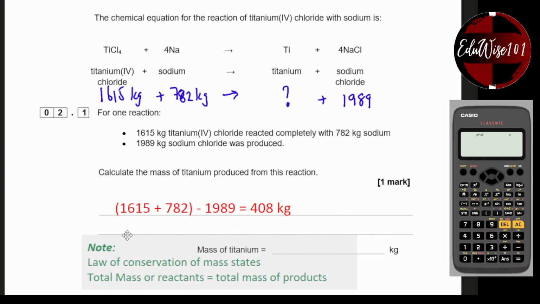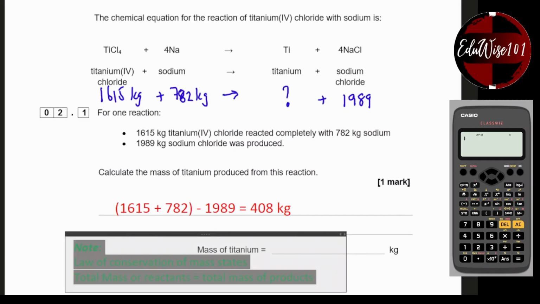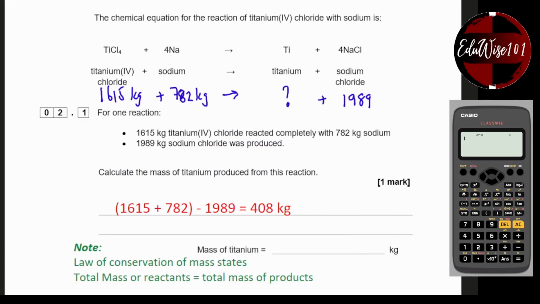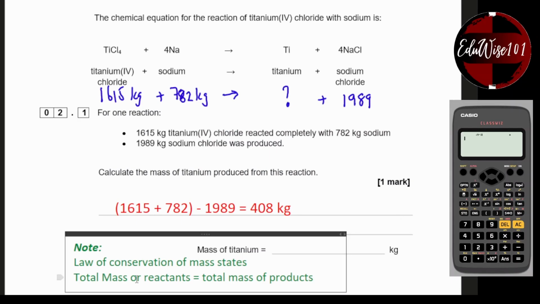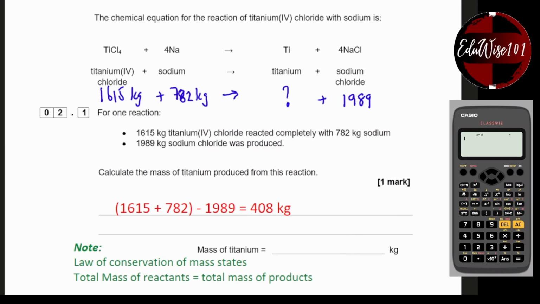As a note, you might want to write this down. This is the underpinning knowledge that you need to know. The law of conservation of mass states that the total mass of reactants equals the total mass of products. The answer would be 408 kilograms.